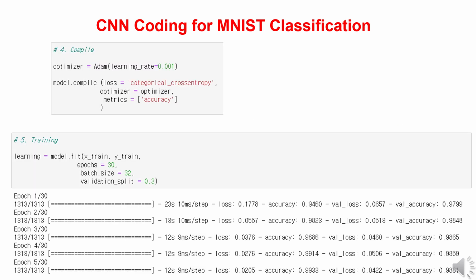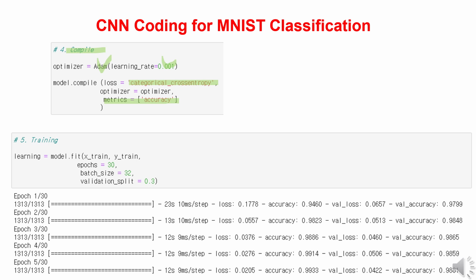Now let's compile the neural network model we've built. We'll use the Adam optimizer as our optimization algorithm and set the learning rate to 0.001. Since the class labels are one-hot encoded, we'll use categorical cross-entropy as the loss function. For evaluating the model's performance, we'll use accuracy as the metric.